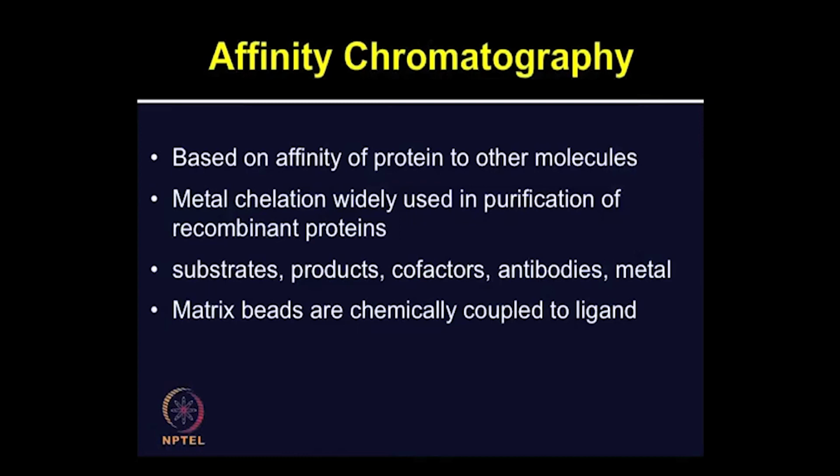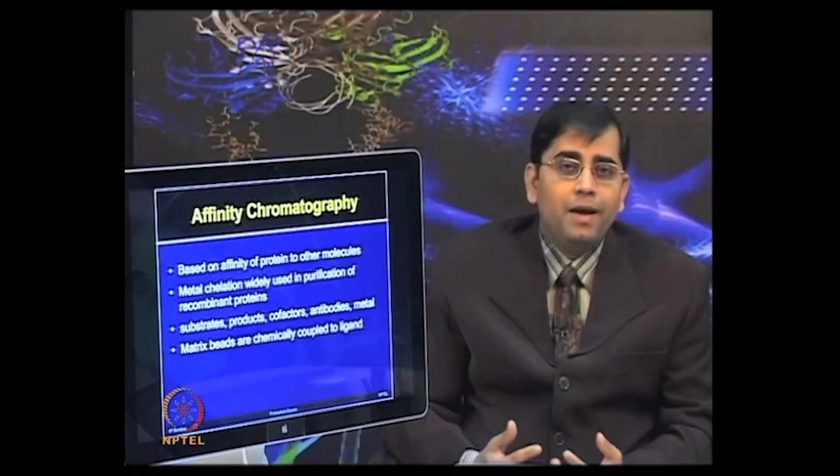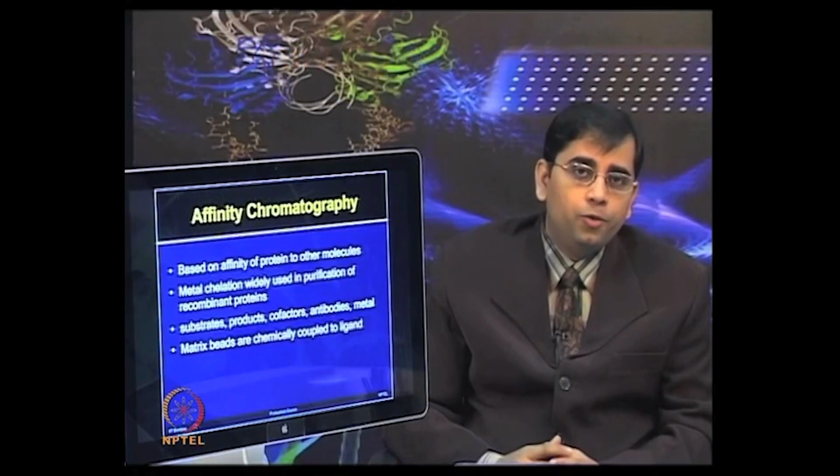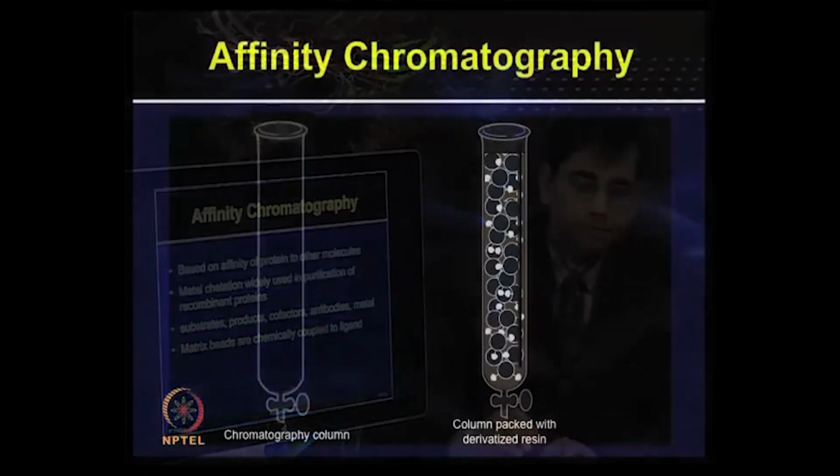The metal chelation is widely used in purification of recombinant proteins. Various substrates, products, cofactors, antibodies or metals can show affinity for a given protein, and this is used as a strategy to purify the proteins based on their affinity. The matrix beads are chemically coupled to these ligands.